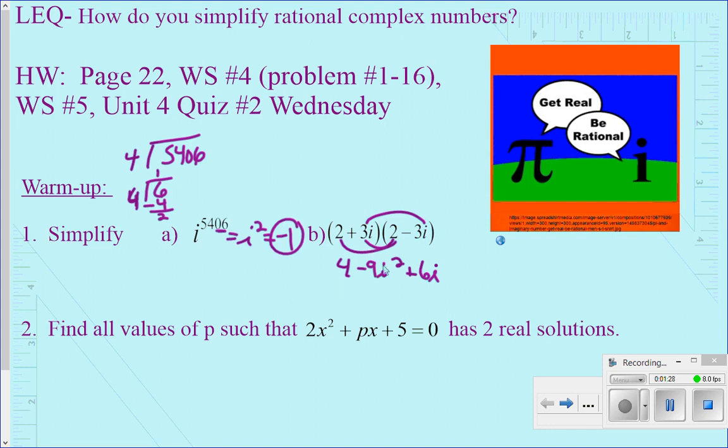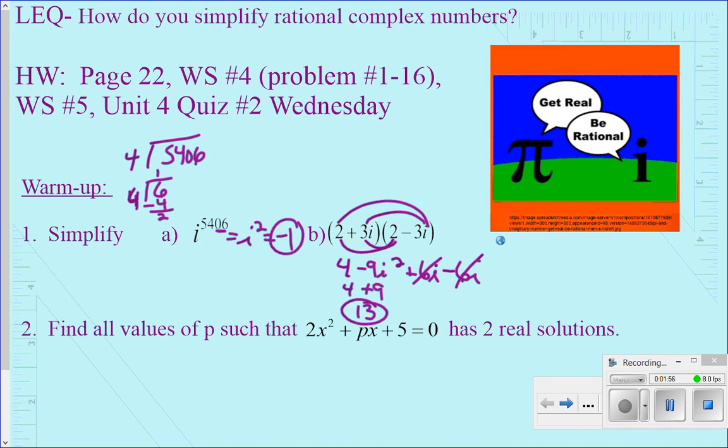3i times 2 is positive 6i, and we didn't do negative 3i times 2. We didn't do the outer, so that's negative 6i. So the positive 6i and the negative 6i cancel out. Negative 9i squared simplifies to positive 9 because it's -9 times -1. And 4 plus 9 is 13. 13 is the final answer.